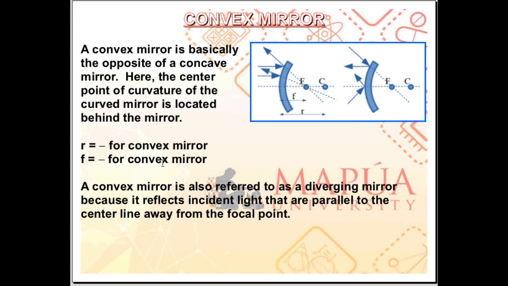Notice the following. When incident light parallel to the center line strikes the mirror, the tendency is that it is reflected away from the focal point. That's why a convex mirror is also referred to as a diverging mirror.